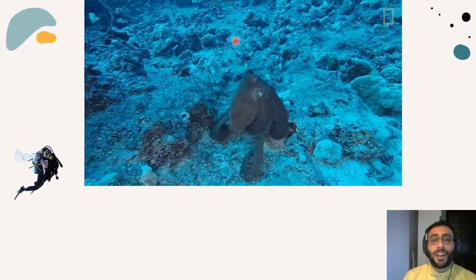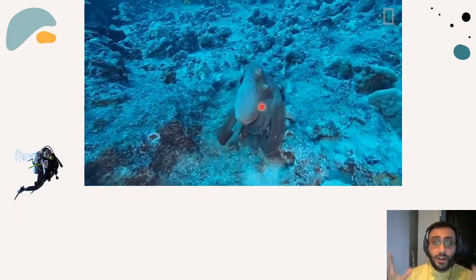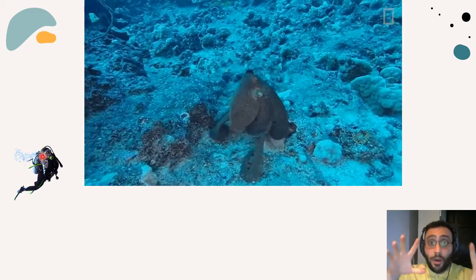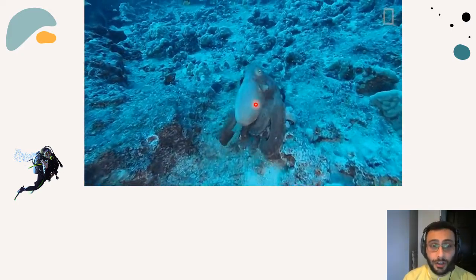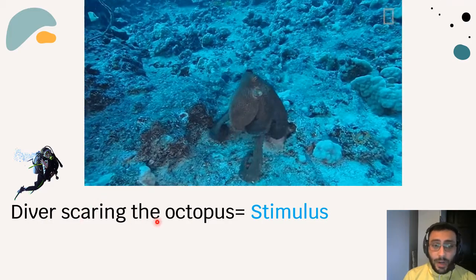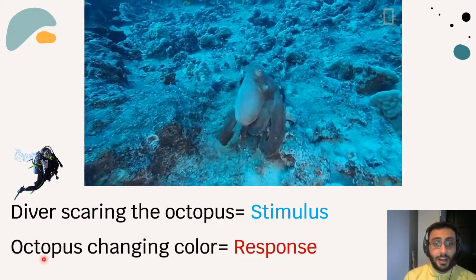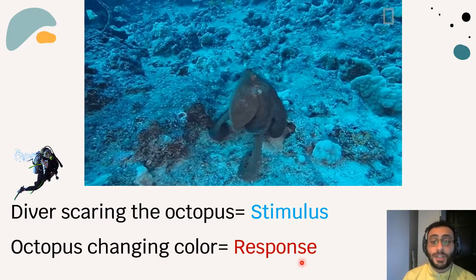Okay. All right, look at this one. Oh, look, the octopus changed color because of the diver. The diver is scary for the octopus, so the octopus changed color. So the diver scaring the octopus, that is the stimulus. Octopus changing color, that is its response.